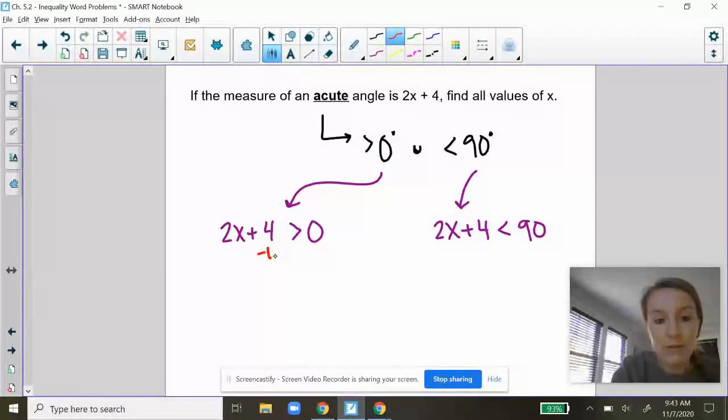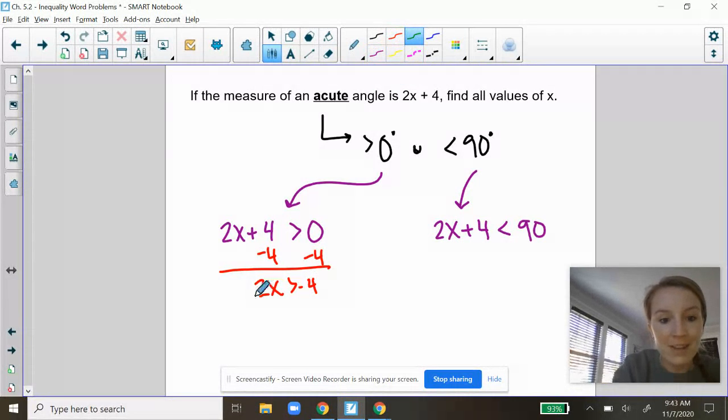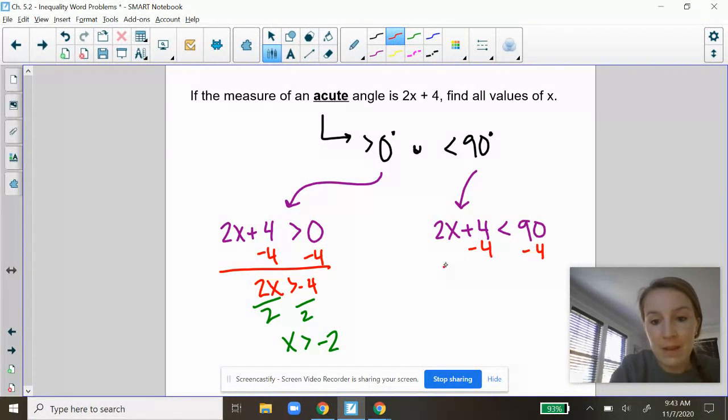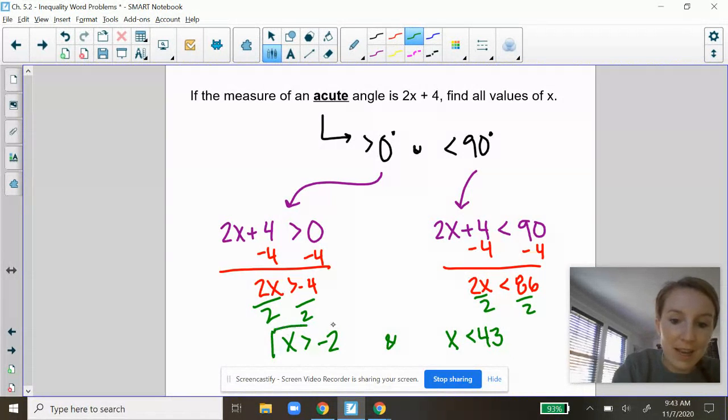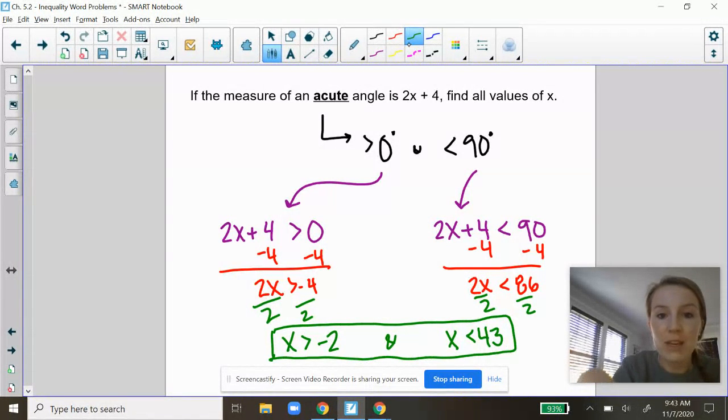Now you know how to solve both of these, right? So I would get 2x is greater than -4. Divide by 2, divide by 2. So one of my solutions is that x could be greater than -2. My other solution: 2x is less than 86. I would divide by 2, divide by 2. So my other solution, x has to be less than 43. So any number between -2 and positive 43 would give me an acute angle based on this expression.